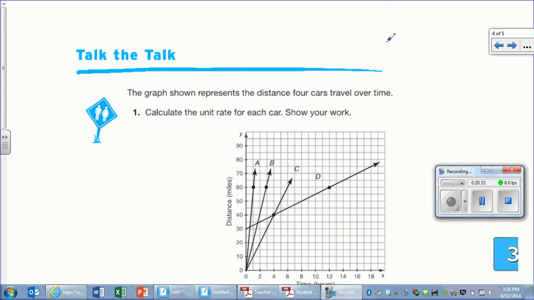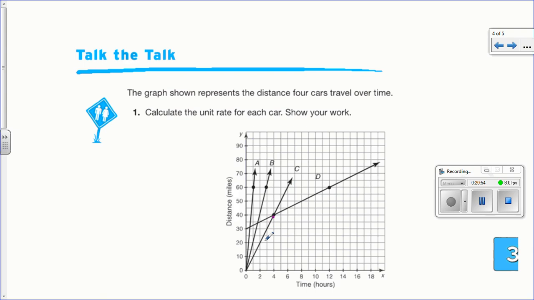All right, good job. So far we have gotten through problem number 4, and now all we have left is the talk the talk. Calculate the unit rate for each car. Show your work. So there is an A car, a B car, a C car, and a D car. This overlaps here, but that's okay. We can use the points. So for C, I could use this point because it's on that line, and another perfect point for C is there. For D, I could use this point, and they gave me this perfect point. So in your book, I would go ahead and label your points.